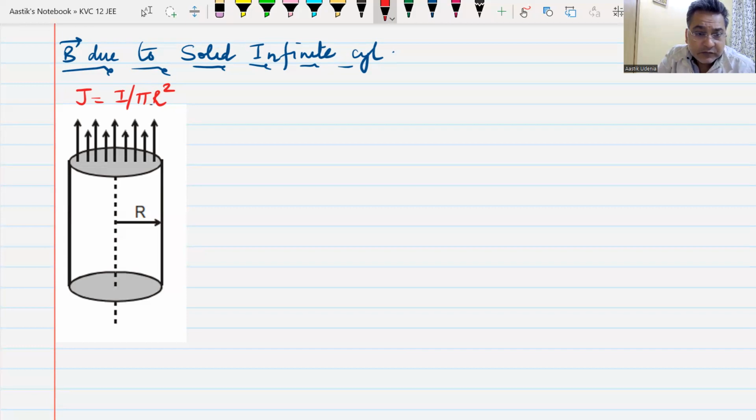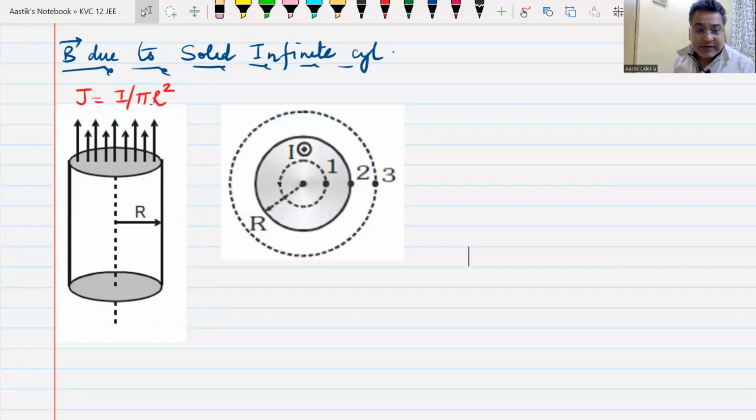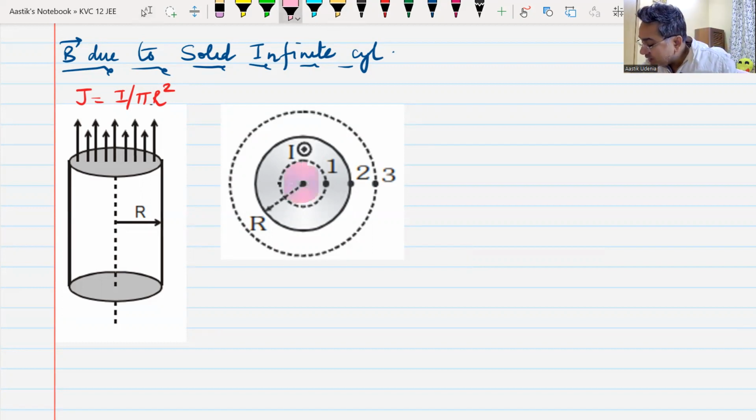Now, I ask you a simple question. Will the magnetic field inside the cylinder be zero now? Inside the cylinder, the magnetic field is not going to be zero. Yes or no? Because this loop, this pink loop that I am going to create inside the cylinder, will also carry some current. Yes or no?